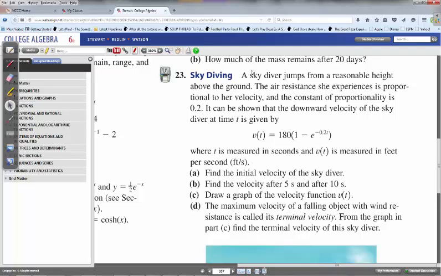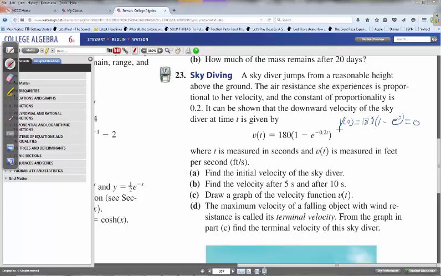In any case, we don't care about any of this. They gave us the function. Find the initial velocity of the skydiver. Well, the initial velocity would be the velocity at time 0. So that's easy enough. V of 0 would be 180 times 1 minus e to the 0, because negative 0.2 times 0 is still 0. And that's just 1 minus 1, so this is just going to be 0, because 180 times 0 will be 0.